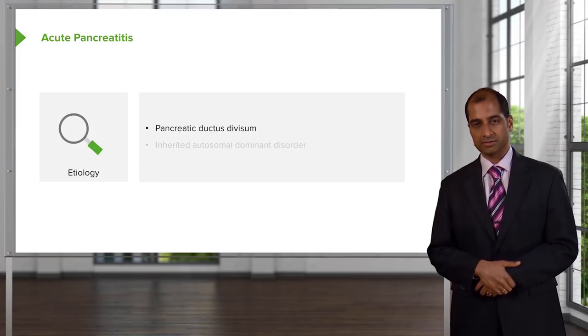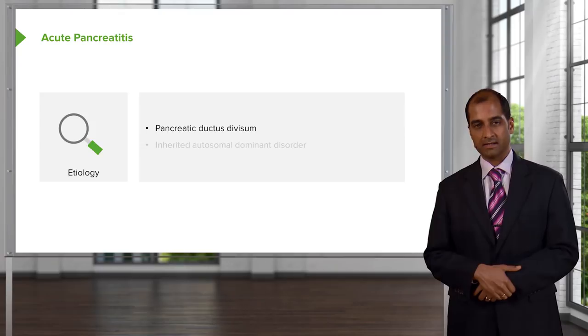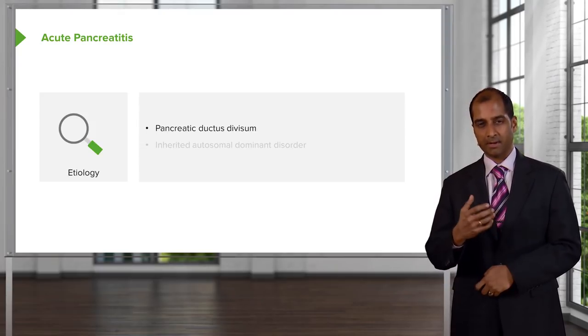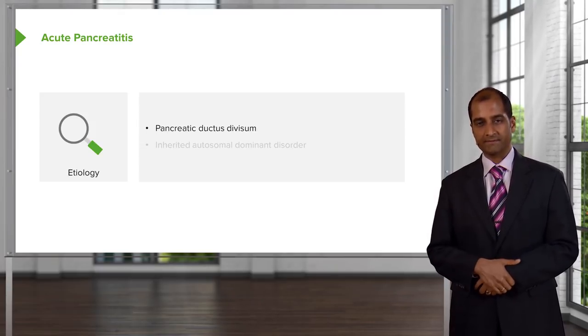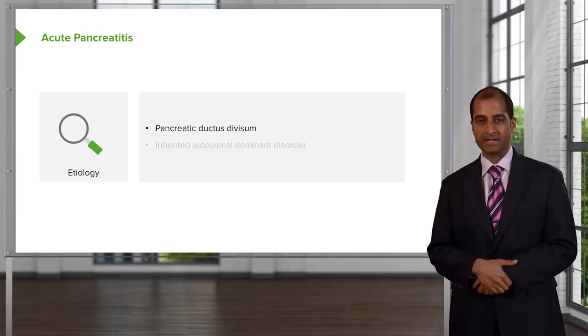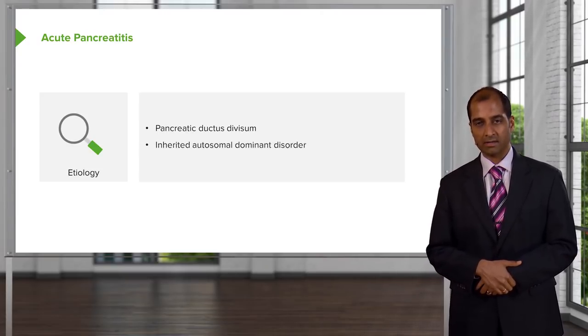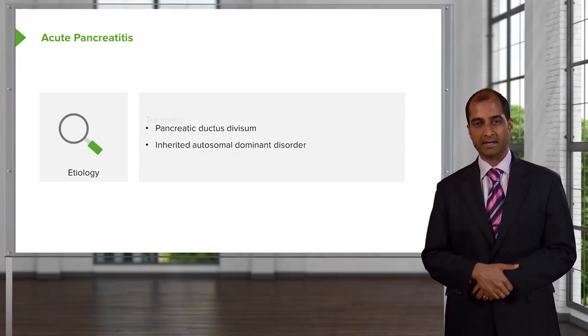The embryologic issue that you might have called pancreatic ductus divisum. And remember, with the proper embryologic development, you have the ventral head and the dorsal head. And all of this may then result in an abnormal type of division called a ductus divisum. Or there might be inherited autosomal dominant disorder resulting in acute pancreatitis.